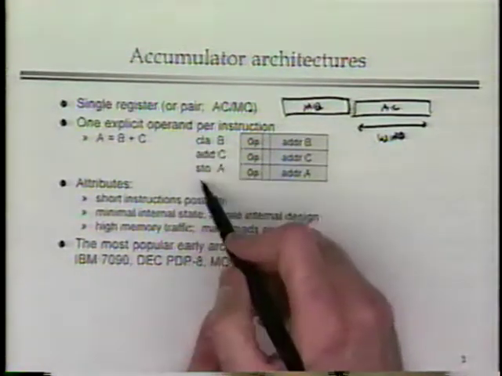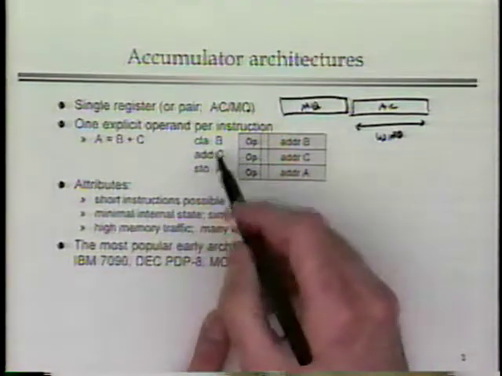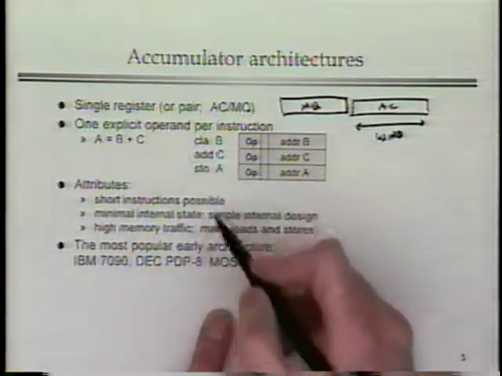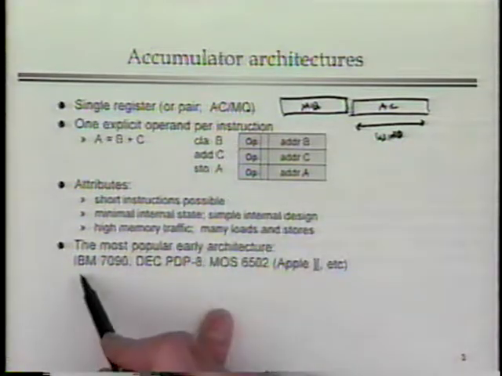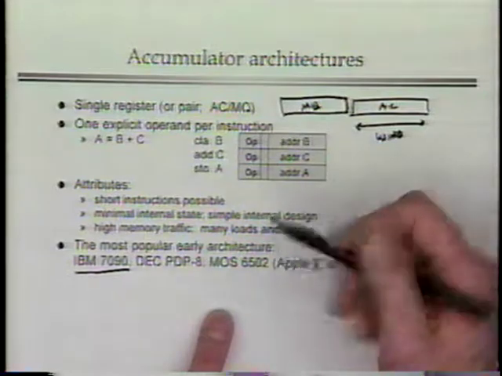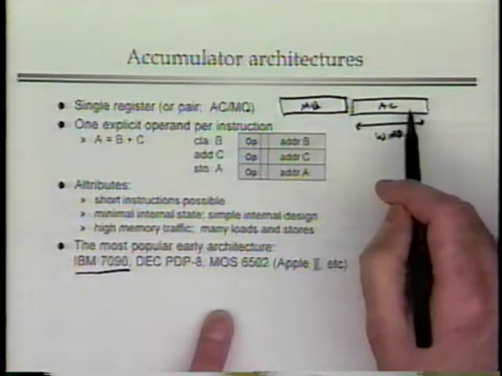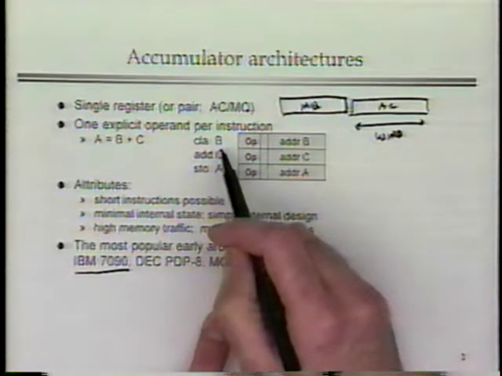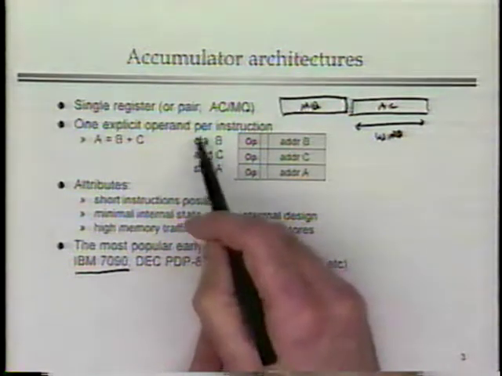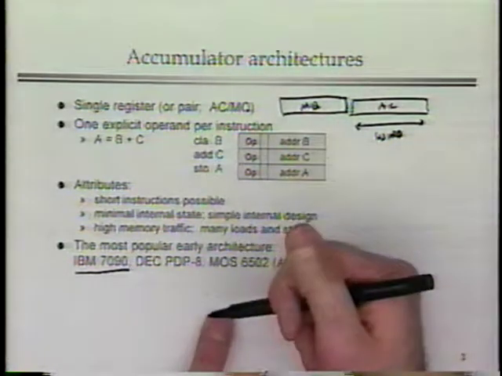So a sequence of instructions to produce the sum of B and C into A would be something like this. These mnemonics are in fact 7090 mnemonics from the IBM machine, which was popular in the late 50s, early 60s. This is clear and add B, which is to say clear the accumulator and then add B to the accumulator, which is another way of saying load. In fact, it was exposed as clear and add because that's the way internally the machine actually implemented that function.